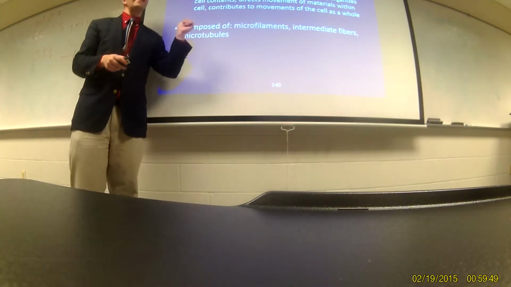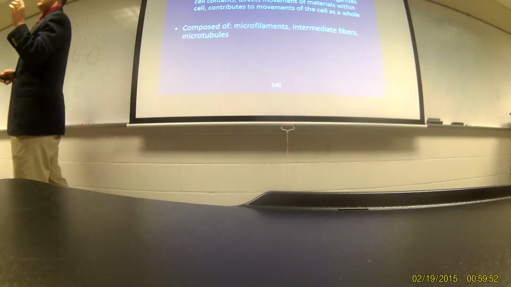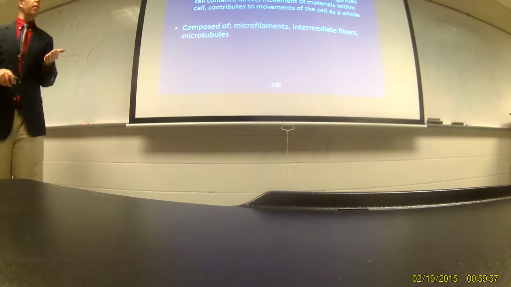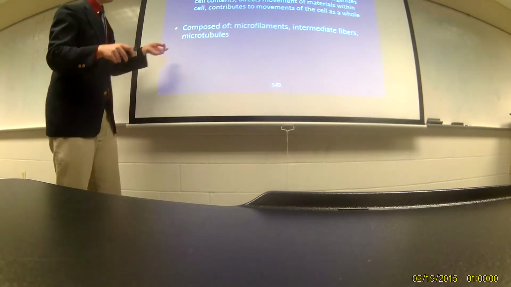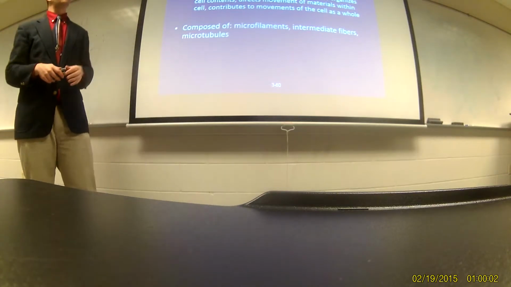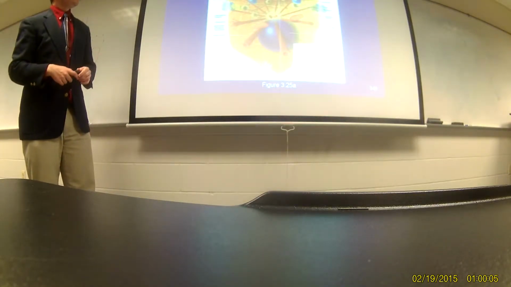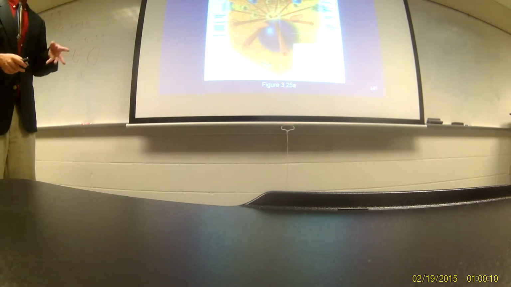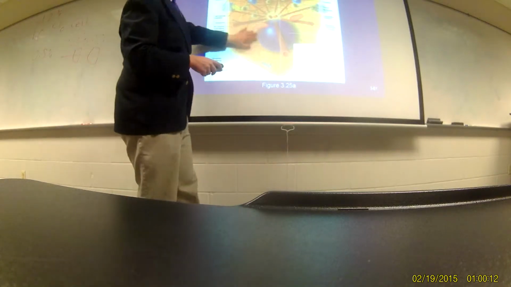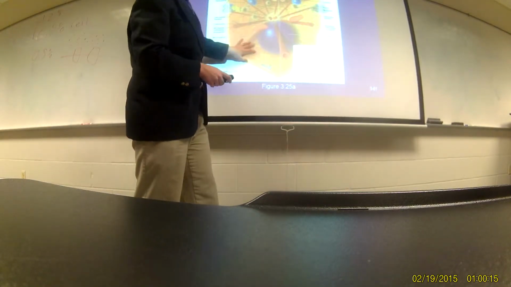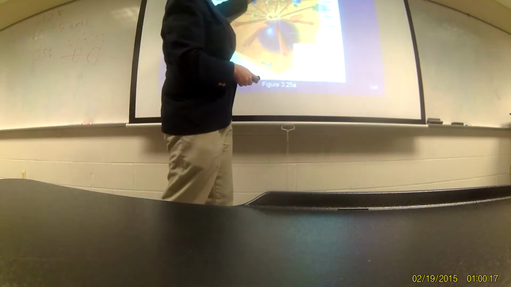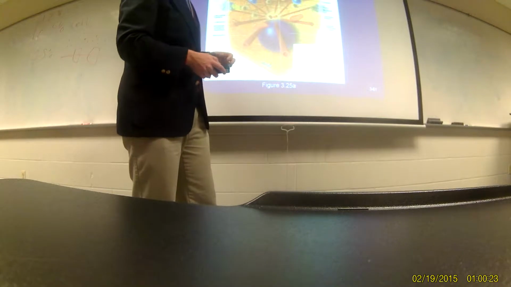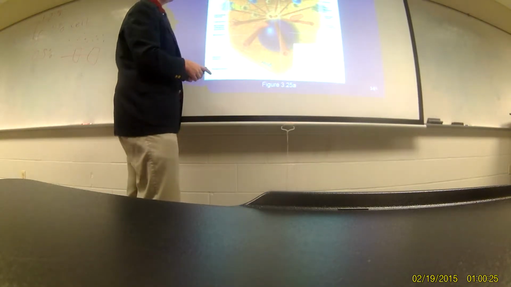There are 3 different types of filaments involved in the cytoskeleton. There are going to be microfilaments, intermediate fibers, and microtubules. We'll talk about each one independently. So this is just a generic picture of our cell containing the cytoskeleton. And so we have our nucleus, we have our cytoplasm, the cell has microvilli, the little fingers up here, and then there's going to be the cytoskeleton here.